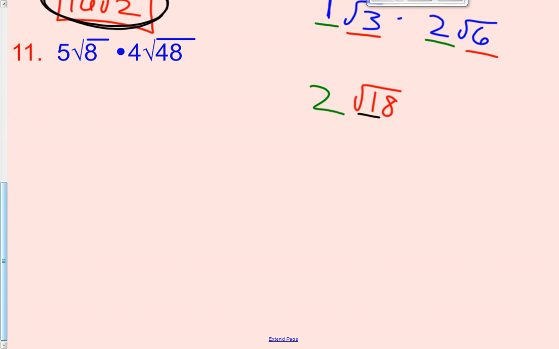Square root 18 can be simplified even further. It breaks down into 9 times 2. So now I have 2 square root of 9 times 2. 9 times 2 is 18. So I could bring out this 9, because the square root of 9 is 3.